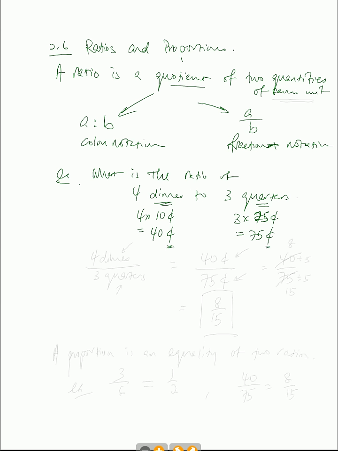So the ratio answer to this: if you want 4 dimes and 3 quarters, I cannot compare them as 4 and 3 because the units are different. So I have to compare 40 cents versus 75 cents. Now that the units are the same, the answer is just going to be 40 over 75. And just like any fraction, you have to reduce this. If you divide top and bottom by 5, the 40 becomes an 8, and the 75 becomes a 15. So the answer to this question is 8 over 15.